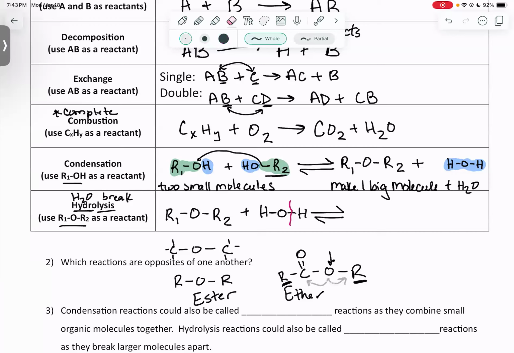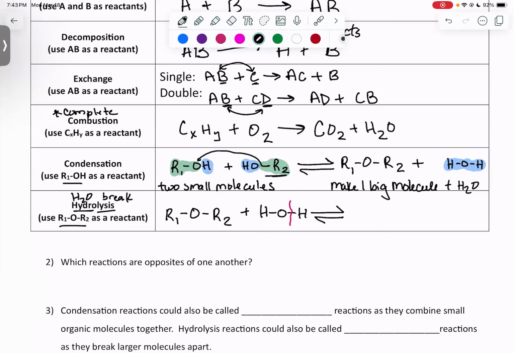So once you find your carbon, oxygen, carbon, let's kind of erase some of this. Okay, what you're going to do is you're going to cleave on either side of the oxygen. Does not matter, just pick one and break it. So that's where my 2 break points are. So what's going to happen is I'm going to make 2 new molecules. So I'm going to start with one big molecule and water. And what I'm going to end up with are 2 small molecules.